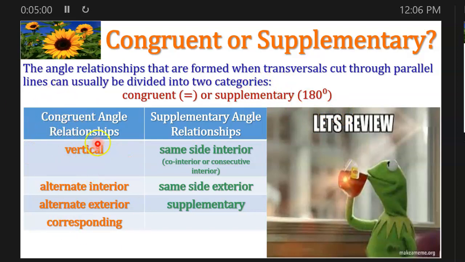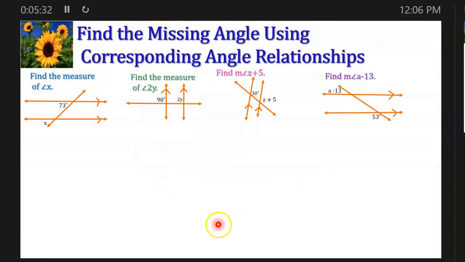Our vertical angle relationships, we already know from the vertical angle relationship video that those are going to be congruent, okay? Alternate interior, alternate exterior, also congruent, okay? Corresponding, also congruent. On the supplementary angle relationship side, you've got, of course, supplementary pairs or linear pairs. You've got same side exterior and same side interior, okay? So this might help you remember when we try to do this on our own, okay? So let's try it, okay? Let's do some corresponding angle relationships first, okay?